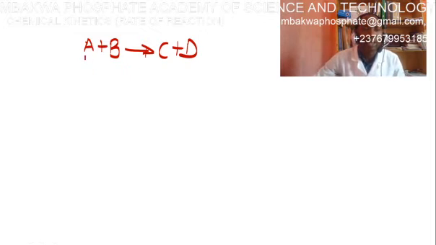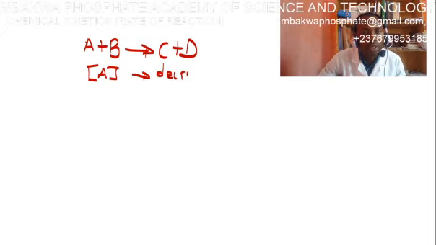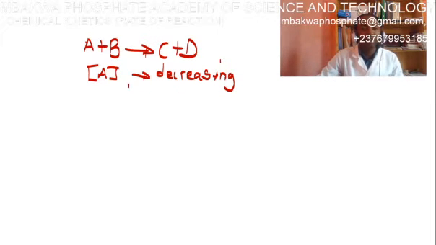Now, during the reaction, we will observe that the concentration of A and B will be decreasing, while the concentration of C and D will be increasing.